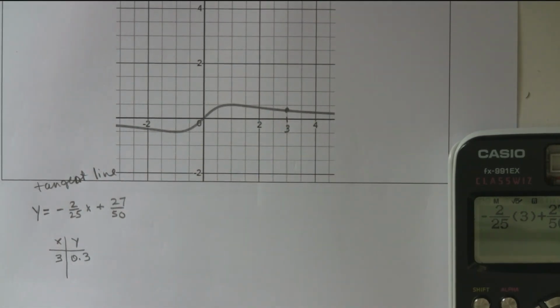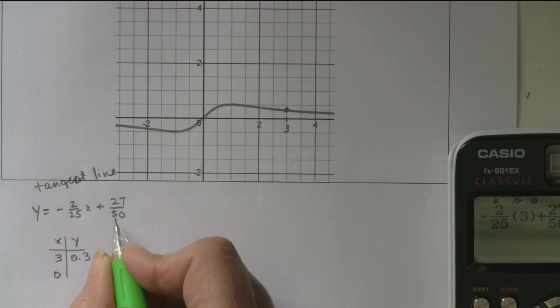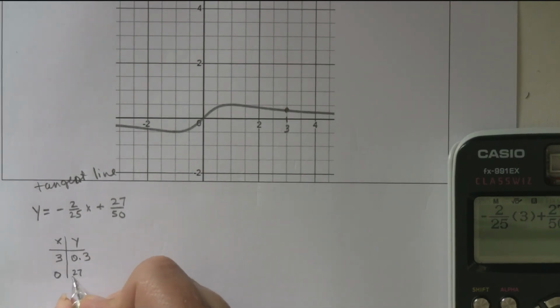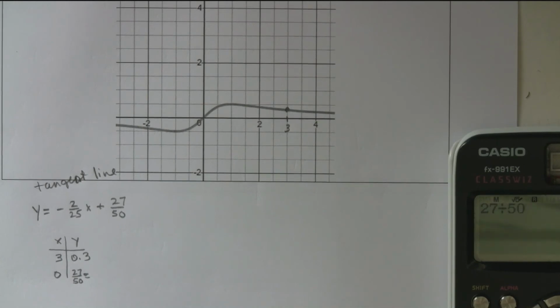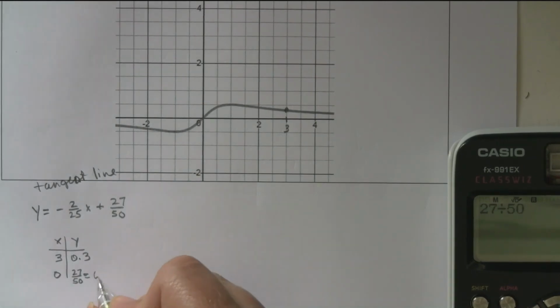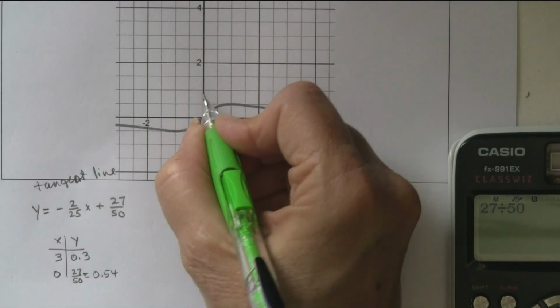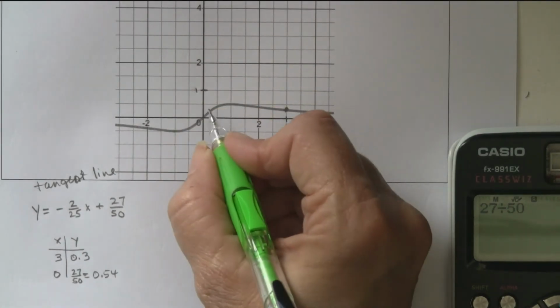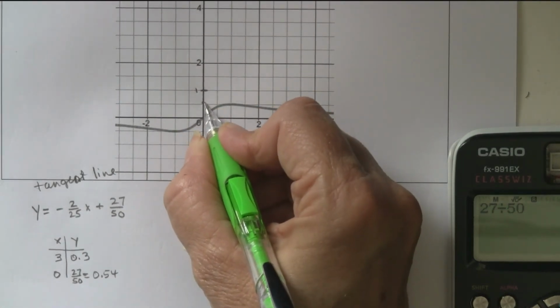Now I want to get another point on the curve just so that I can graph it. So I could pick x is 2 if I wanted, or x is 0 if I wanted. Maybe I'll pick 0. So that's 27 over 50, and that is equal to 0.54. So here's 1, and 0.54 is just a smidgen bigger than half.